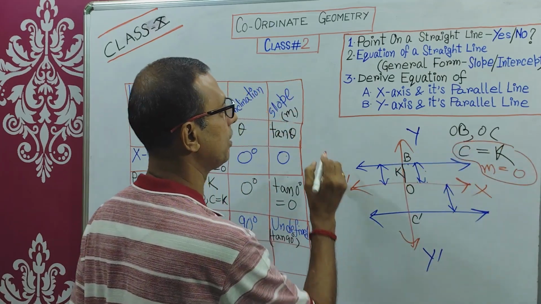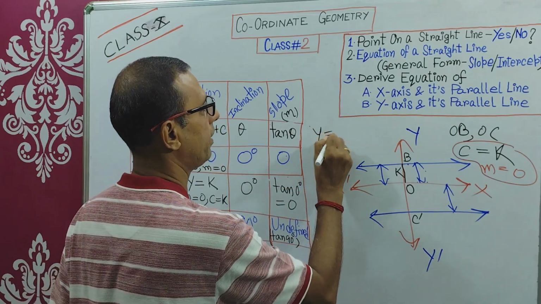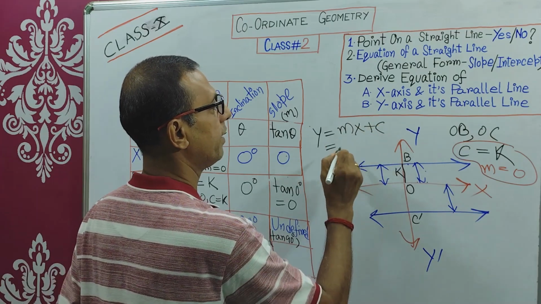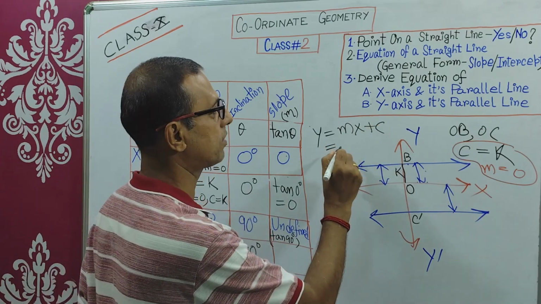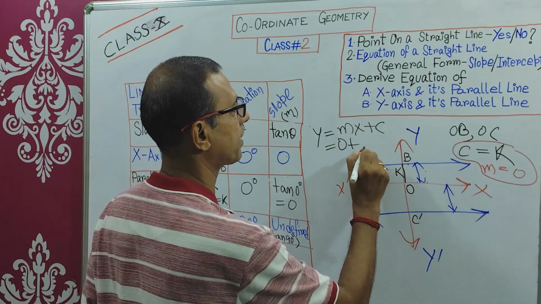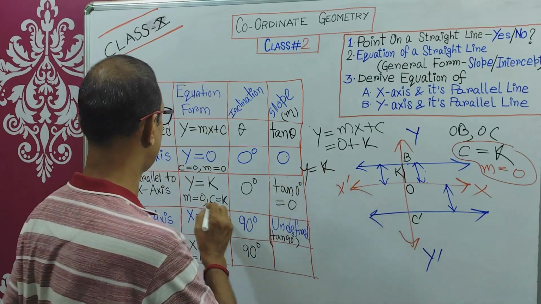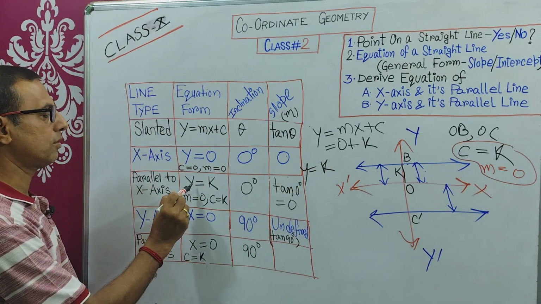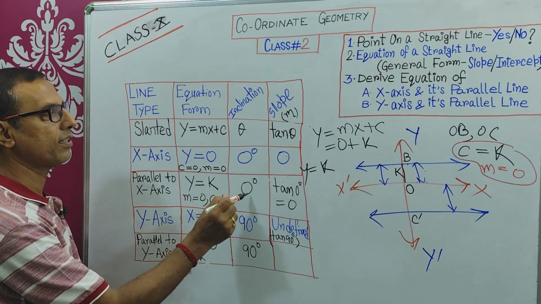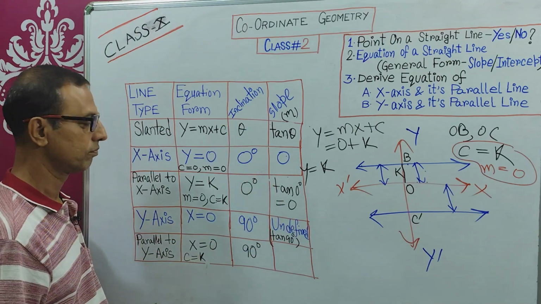So m equals 0, c equals k. Now you put this value here, y equals mx plus c, where m is 0, therefore mx is 0, plus c is k. So y equals k. This is the equation of a line parallel to the x-axis: y equals k, where m equals 0, c equals k. Inclination is 0 degrees and tan 0 is 0, that is the slope.